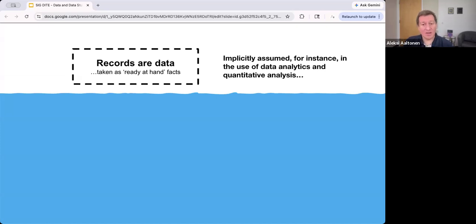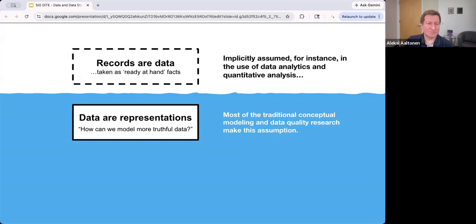But beneath the surface, there are different aspects. For instance, we can look at data as representations, where the question often is how we can model more truthful data. And this typically maps to traditional conceptual modeling and data quality research, which are long-standing, important research streams in information systems. This is typically what I have sometimes called the standard view of data.